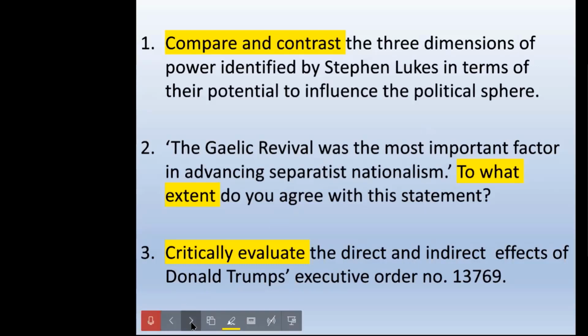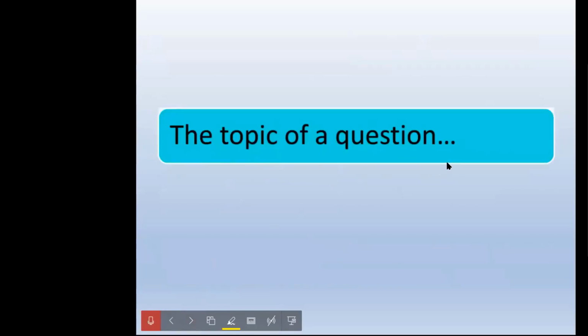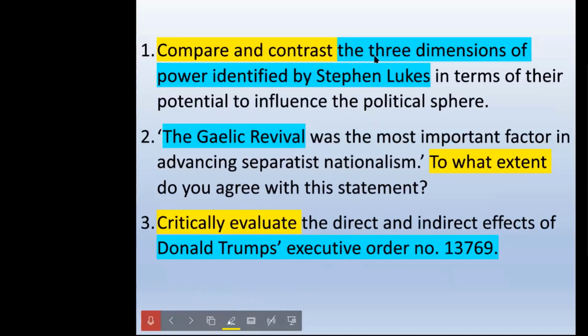So then we're going to look at the next part. Now, the next part is the topic of the question. So the topic of the question is a bigger thing. So all questions have this big thing. So the big thing in this question is the 3 dimensions of power identified by Stephen Lukes. Now, you don't need to understand what that was. I'm not asking you, we're not going to look at that, but I'm just saying that's the big bit. And I'm able to establish that that's the topic and that's important. So that will play some part in your answer.